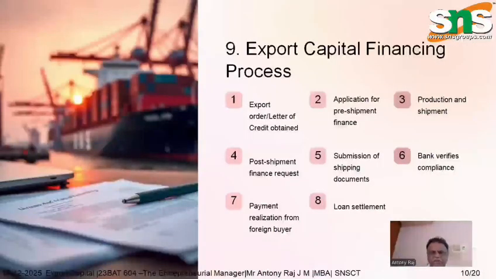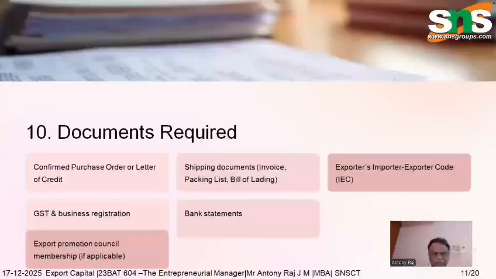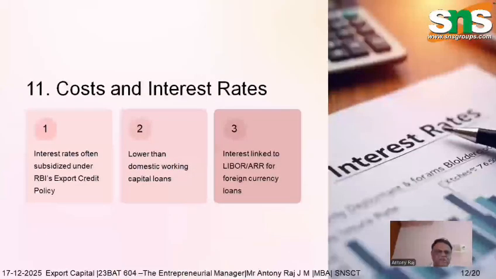And this is the export capital financing process. An export letter of credit is obtained, then the application is made, then the shipment is done, and then a post-shipment finance request is made. Then shipping documents are submitted. The bank verifies the compliance and genuineness of these documents, then payment is realized from the foreign buyer, and then the loan is settled. Now, these are some of the documents required: your confirmed purchase order or letter of credit, shipping documents, bill of lading, importer-exporter code, bank statements, and GST and business registration.